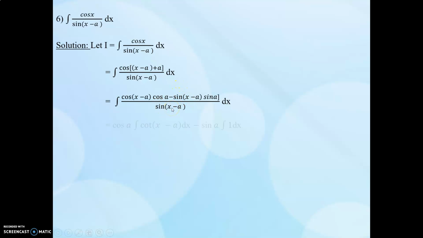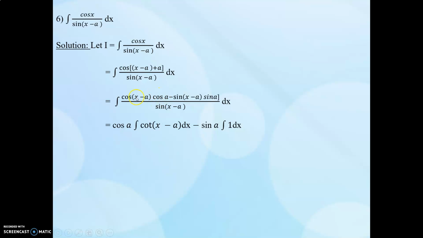Here in the denominator the angle is x − a, and in the numerator only x is there. So you can adjust the numerator angle as (x − a) + a. The value doesn't change, but this is in the format of cos(A + B). Cos(A + B) is cos A cos B − sin A sin B. So here in place of A it is x − a, and B here is a. So we get [cos(x − a) cos a − sin(x − a) sin a] upon sin(x − a).